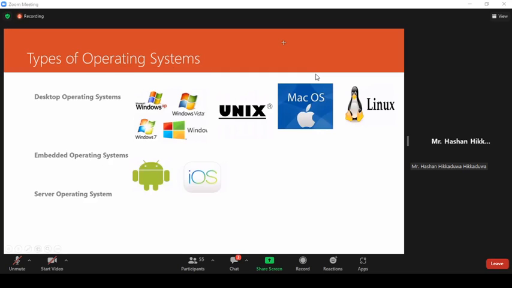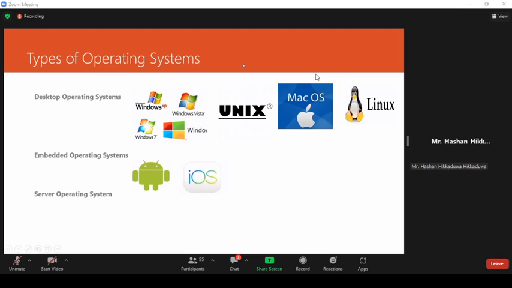Types of operating systems: there are desktop operating systems, embedded operating systems, and server operating systems. Any example for the server operating system? For desktop, you already know Windows XP, Windows Vista, Windows 7, Unix, maybe Mac OS, then Linux. Then server operating systems: Windows Server OS.